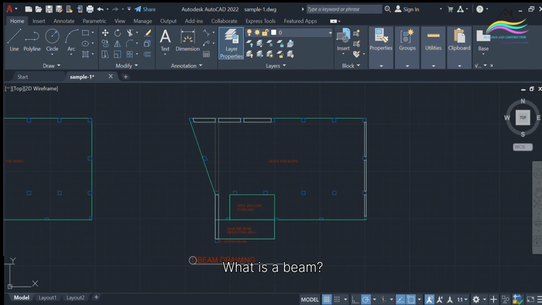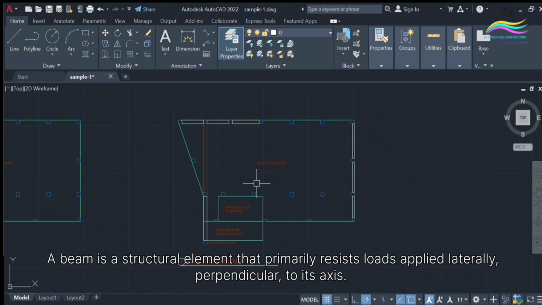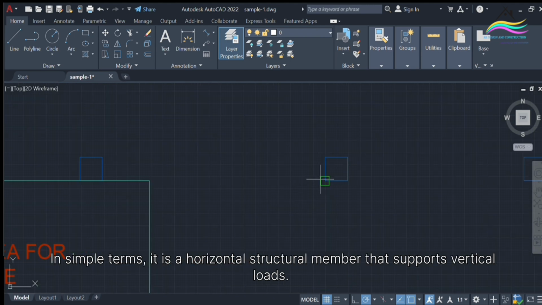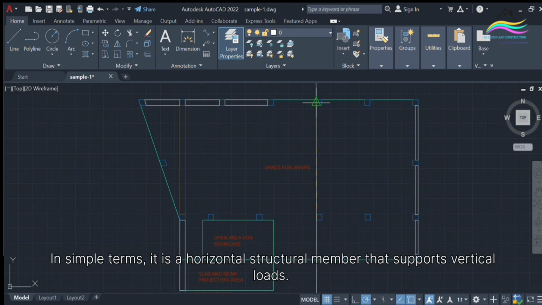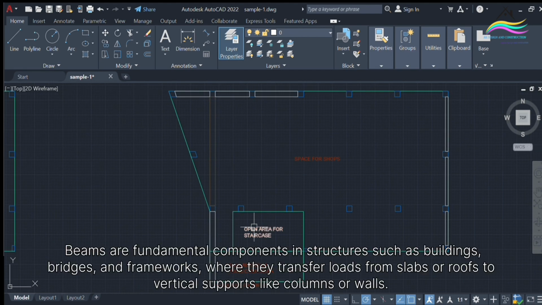What is a beam? A beam is a structural element that primarily resists loads applied laterally, perpendicular to its axis. In simple terms, it is a horizontal structural member that supports vertical loads. Beams are fundamental components in structures such as buildings, bridges, and frameworks, where they transfer loads from slabs or roofs to vertical supports like columns or walls.